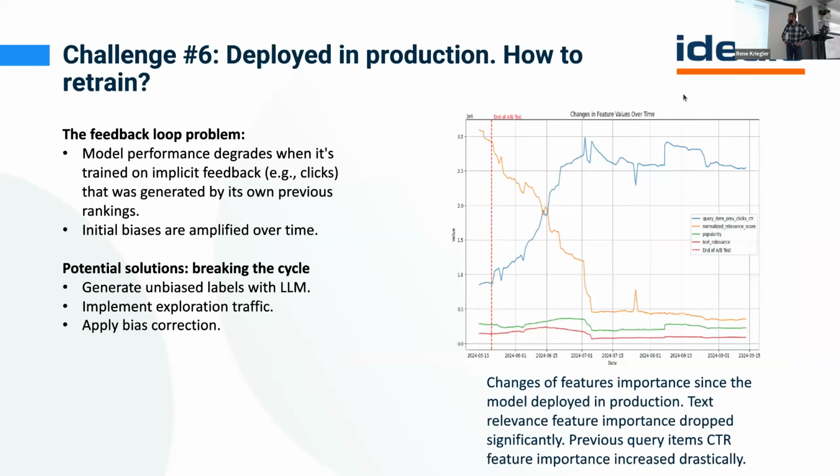Okay, then you deployed your model in production. How do you retrain it? The problem right now is that your model produced the clicks, and the clicks are biased toward your model. If your model has some biases, and it will have biases, and you retrain on its own output, you will have real problems, because these biases will be amplified.